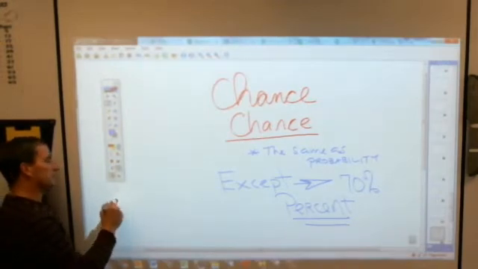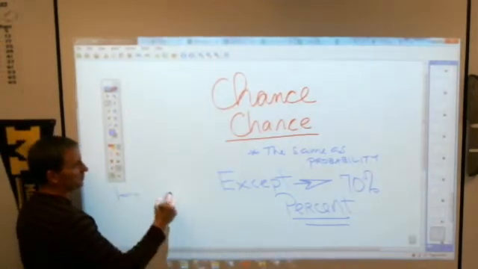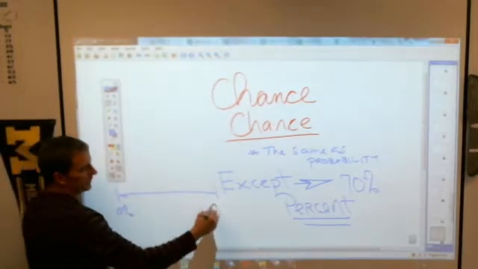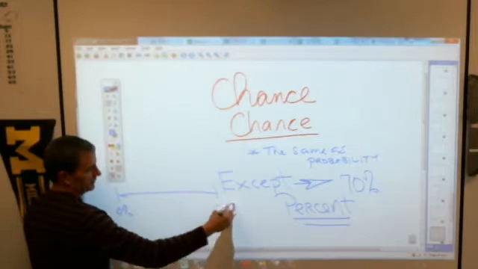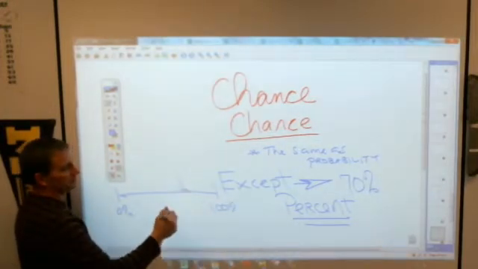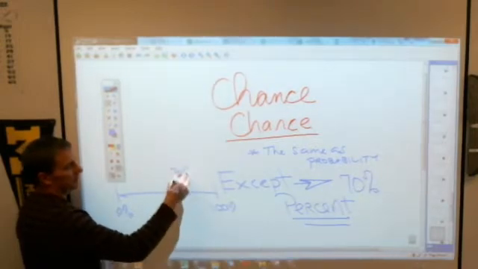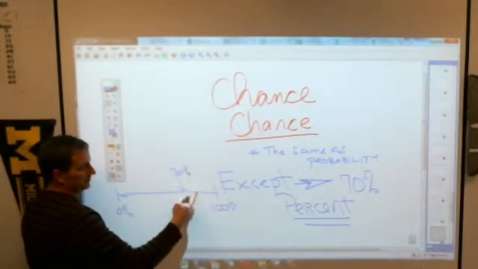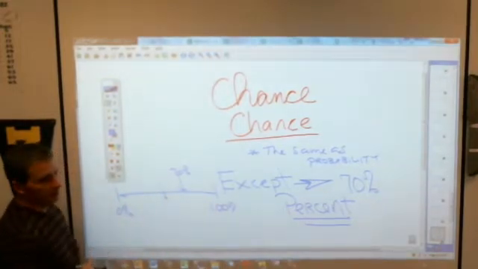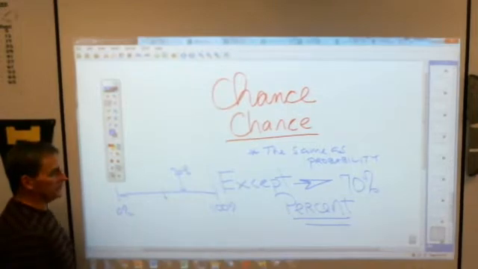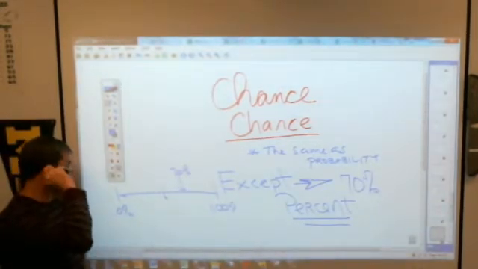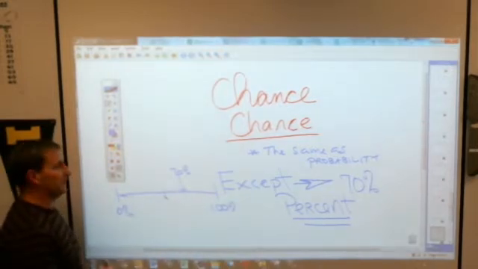And so instead of doing the fraction from 0 to 1, we do 0% to 100%. So if there's a 70% chance of rain, that falls right here. That would mean it's likely to rain as opposed to unlikely to rain, which would be down there. If there's a 70% chance to rain, there's a 30% chance it won't rain. It's a good bet that it will rain, but does that mean it's going to rain?